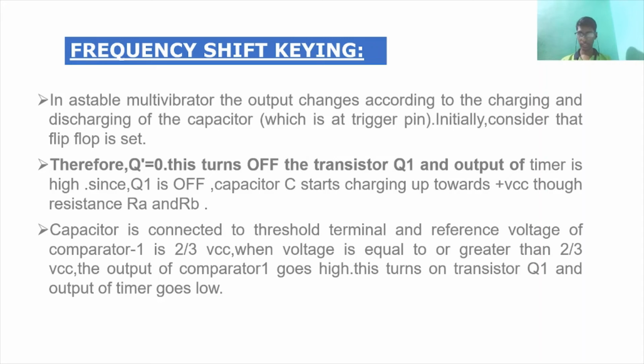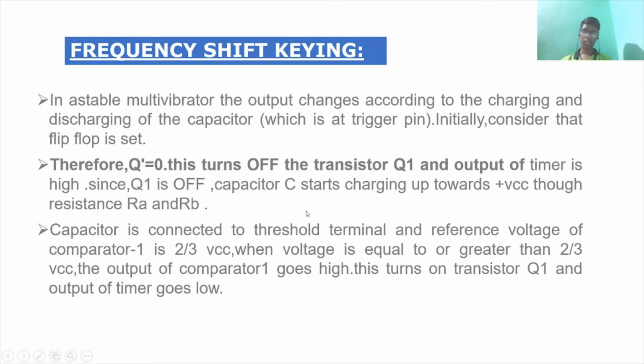Therefore, Q dash will be 0. This turns off the transistor Q1 and the output of the timer is high. Since Q1 is off, the capacitor C starts charging up towards plus VCC through resistors RA and RB.